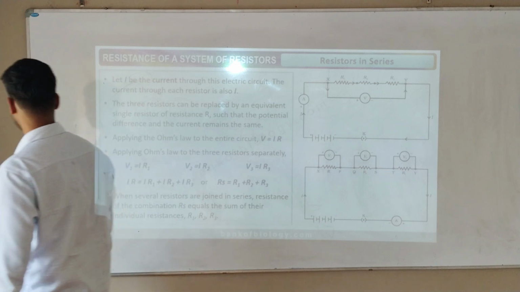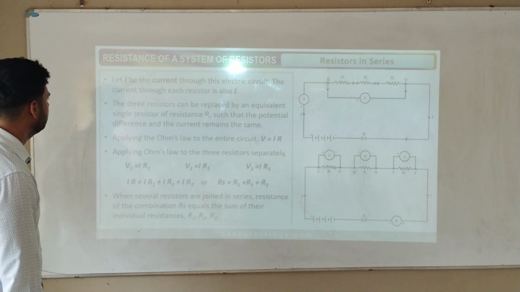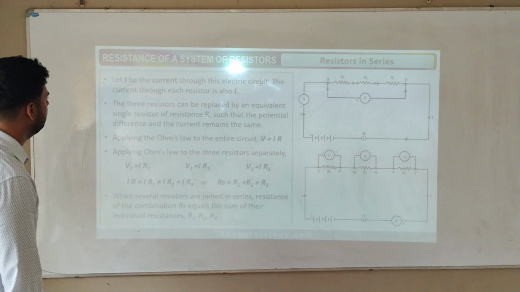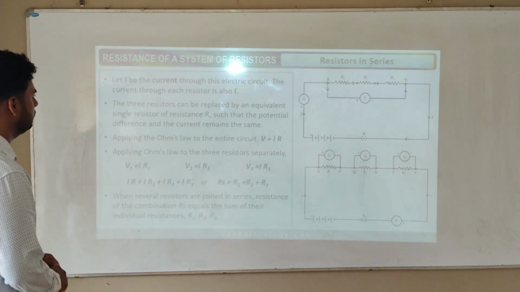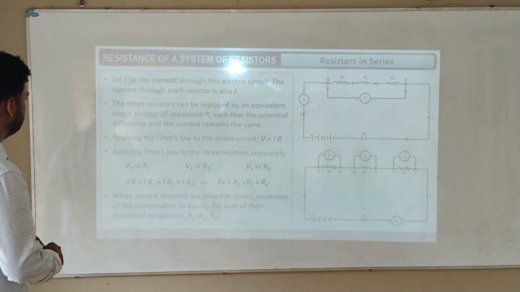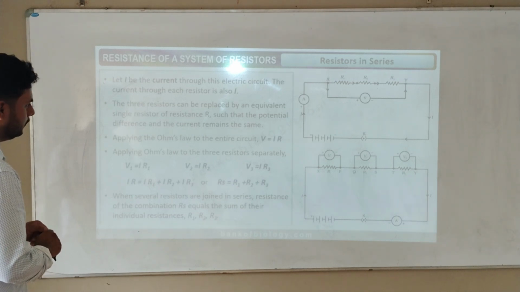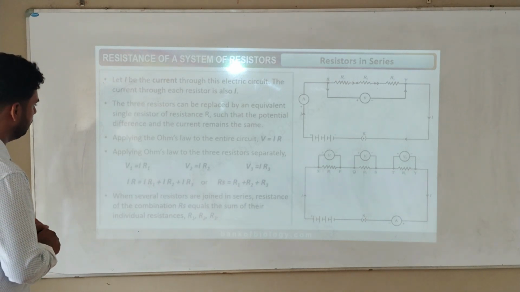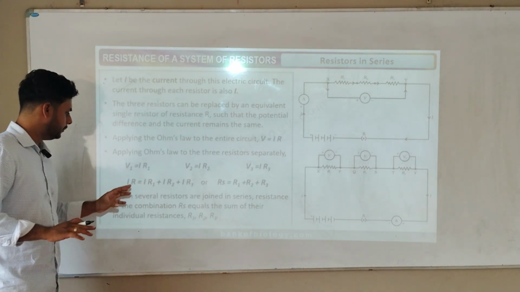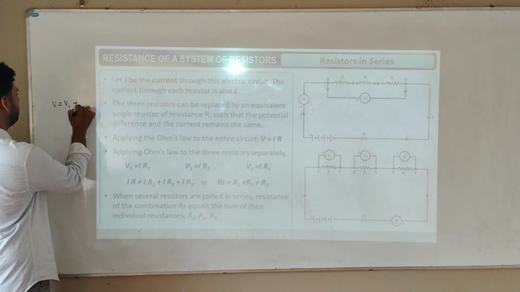Read. Let the current flow through the electrical circuit. The three resistors can be replaced by an equivalent resistance R such that the potential difference and the current remain the same. Applying Ohm's law to the entire circuit, V is equal to IR. Applying Ohm's law to the three resistors separately, V1 is equal to IR1. This is the most important part. Just now we arrived at the formula V is equal to V1 plus V2 plus V3.